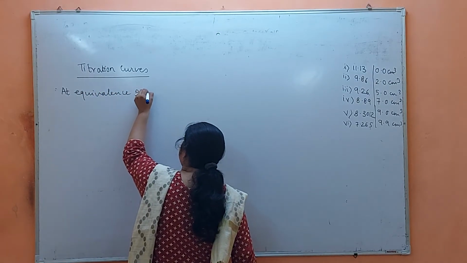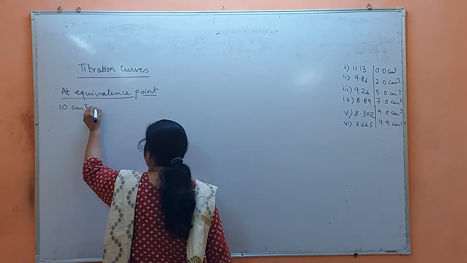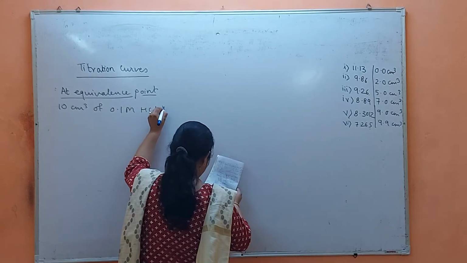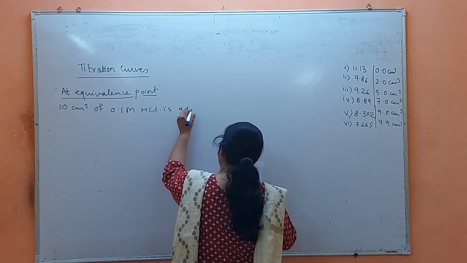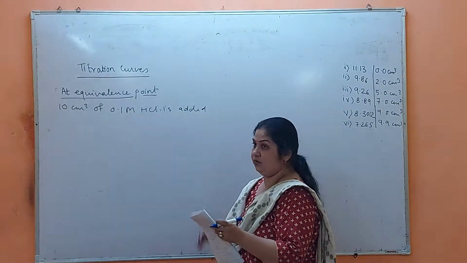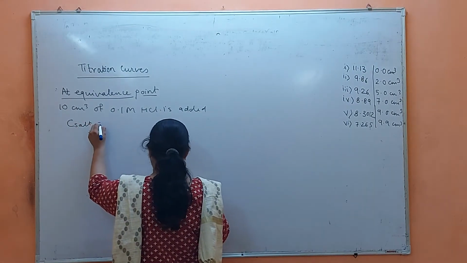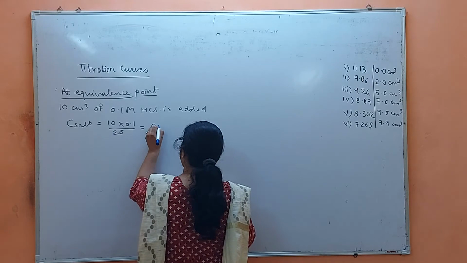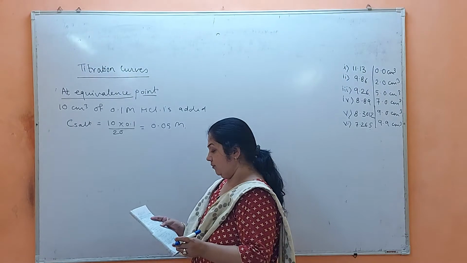At the equivalence point, 10 cm cube of 0.1 molar HCl has been added. Now the weak base will be completely neutralized and only the salt concentration will remain. So the salt concentration will be equal to 10 into 0.1 divided by 20, which comes out to be 0.05 molar.